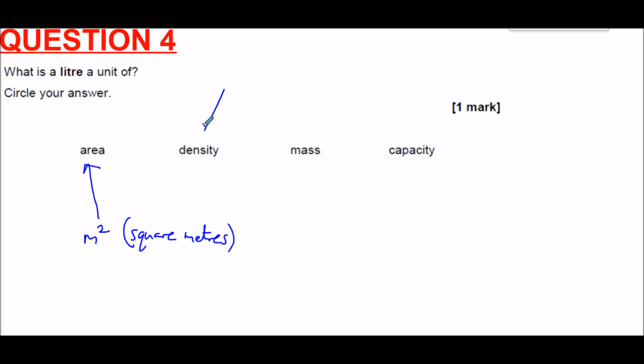Density is what's known as a compound measure. A unit of density would be something like grams per cubic centimetre. It's a unit of mass per unit volume.